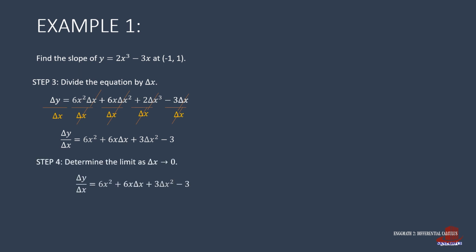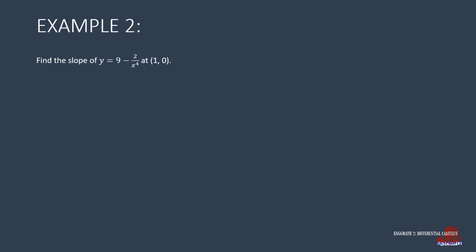Then the last step is to take the equation's limit as delta x approaches 0. And by doing so, we zero out 6x delta x and 3 times delta x squared. So dy over dx turns out as 6x squared minus 3. Now for the slope of a specific point of the curve, y prime turns out as 6 times the square of -1 less 3, making y prime as 3.